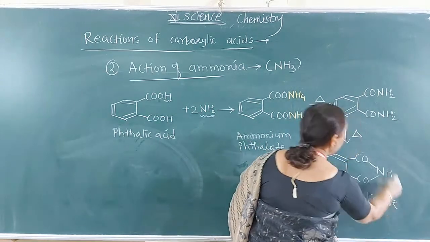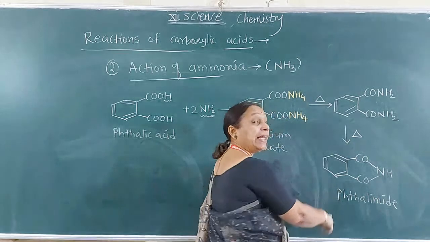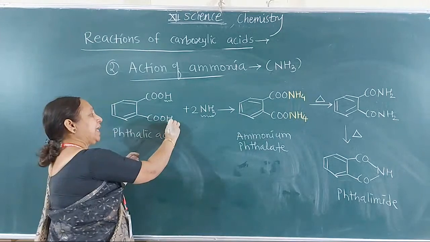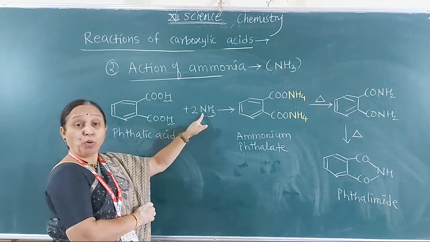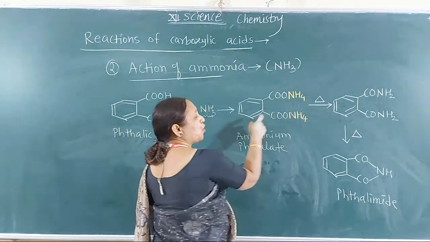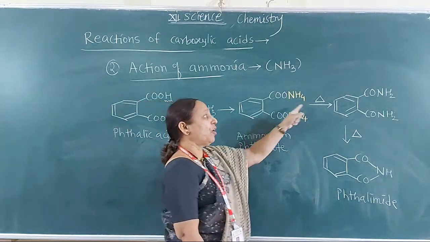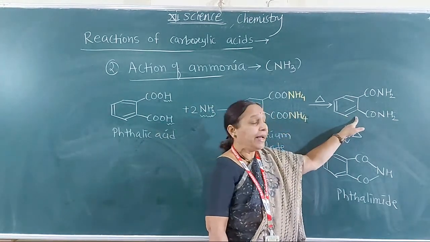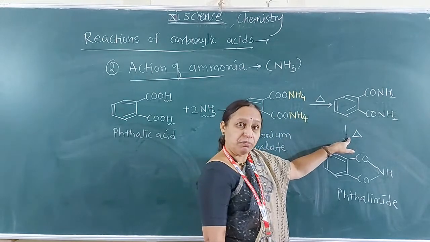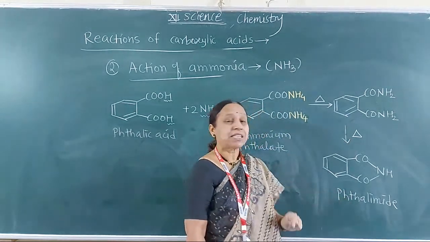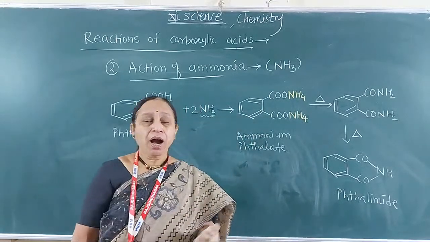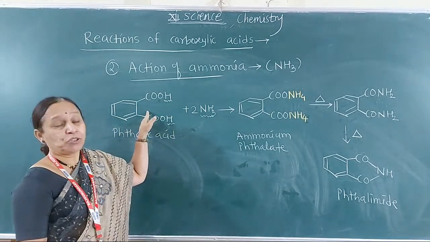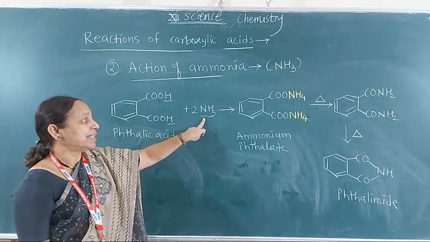This is phthalamide, this is phthalimide, and thus aromatic dicarboxylic acid, phthalic acid, reacts with ammonia to give the ammonium salt of phthalic acid, which on strong heating loses water to form amide, and this amide on heating further gives phthalimide. The question may be, how will you obtain phthalimide from phthalic acid? So you have to remember this second reaction.